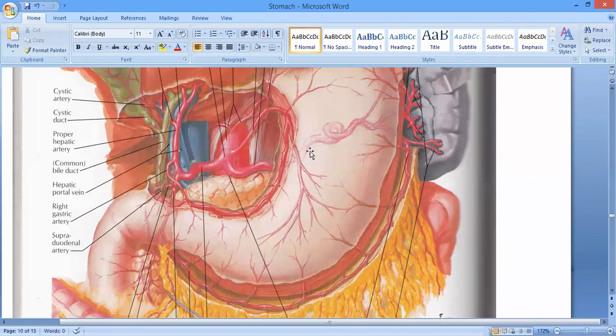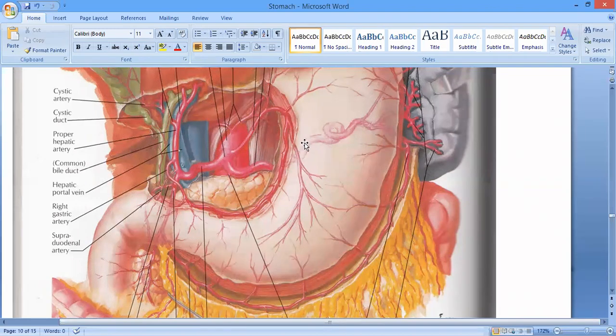Fine. So the splenic artery, you can see, while passing along the upper border of the pancreas, gives multiple pancreatic branches to the pancreas. Then when it reaches the hilum of the spleen, it gives the short gastric arteries and the left gastroepiploic artery, which runs along the greater curvature of the stomach.